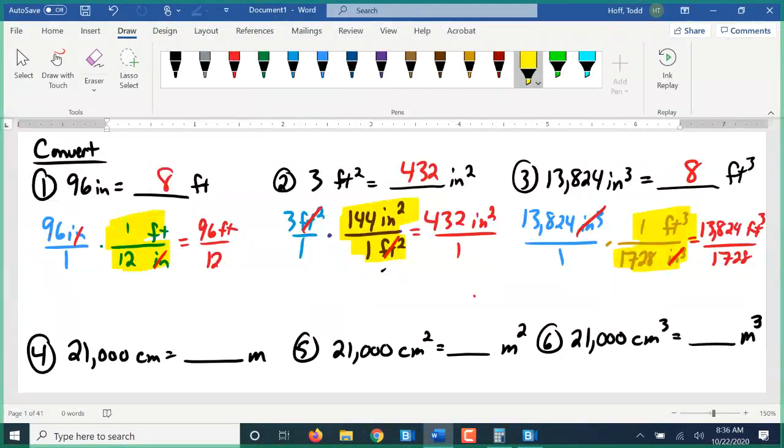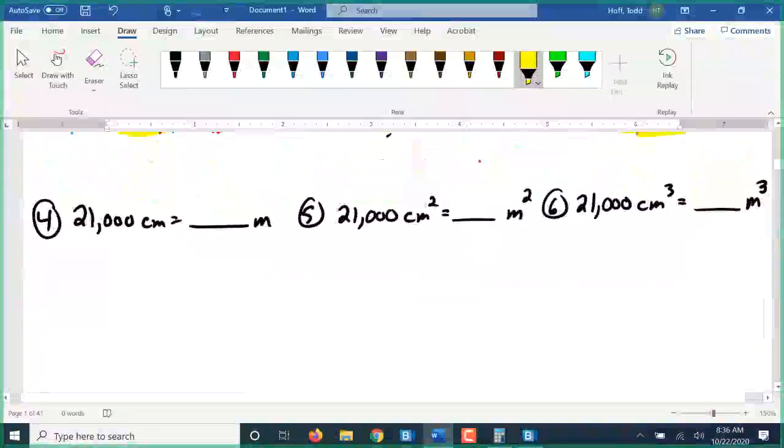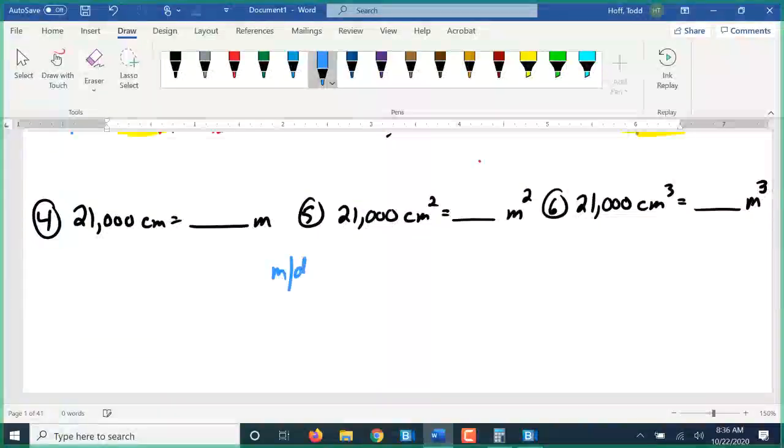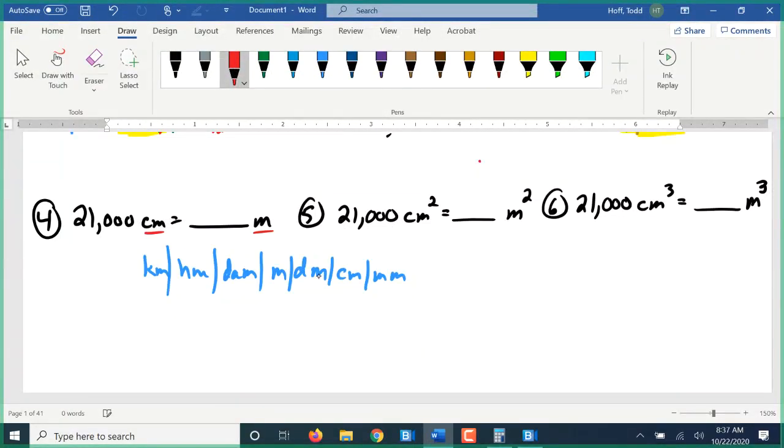It changes the results. The same is true for our metric units down here. We have meters, decimeters, centimeters, and millimeters on our chart. Going the other way, of course, we'd have decameters, hectometers, kilometers. Going from centimeters to meters is 2 spots to the left. So we move our decimal point 2 spots to the left. There's no decimal there, so it's at the end of the number. We move it 2 spots to the left. 21,000 centimeters is 210 meters.